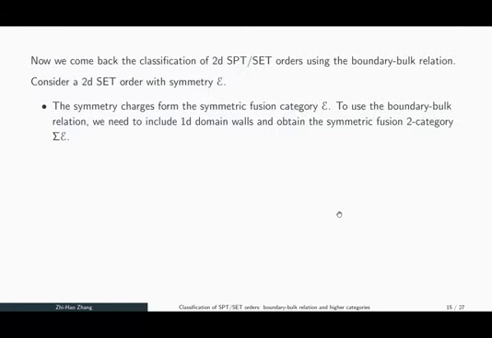Okay, so we can come back to the classification of 2D SPT or SCT orders using the boundary bulk relation. If we have a 2D SCT order with a symmetry given by a symmetric fusion category E, the symmetric fusion category is just the category of symmetry charges. But now we need to use a boundary bulk relation, so we try to include more 1D domain walls. They are the condensation descendants of the symmetry charges. And now we have a symmetric fusion 2 category, sigma E.